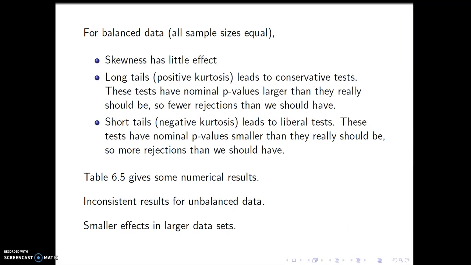For balanced data, the case that all sample sizes are equal, which recall we don't need, skewness only has a small effect. Long tails, i.e. positive kurtosis, will lead to very conservative tests. The p-values are going to be larger than what we would really need, and so we'll not make as many rejections. We won't have as many significant effects, versus short tails leading to liberal tests, so that we'd be more likely to make rejections and maybe have some spurious results.